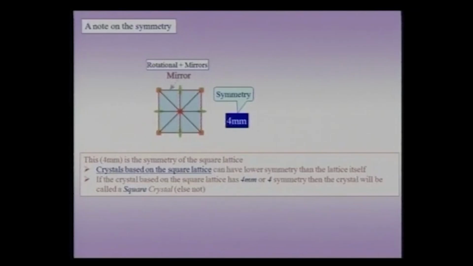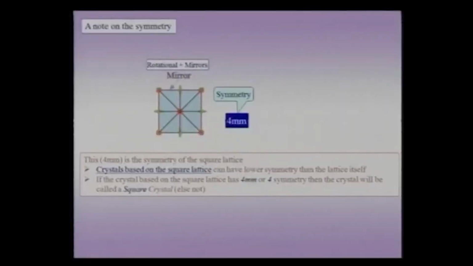So the underlying lattice has this 4mm symmetry, but the crystal based on this lattice can have a symmetry lower than that of the lattice. This is a very, very important point, so I will repeat the sentence. Crystals based, for instance in this example, on the square lattice can have a symmetry which is lower than the symmetry of the lattice. For instance, I could place a motif on the lattice such that the crystal has either a 4mm symmetry or a symmetry which is just fourfold. Then the crystal which I generate, I will call a square crystal, otherwise I will not call it a square crystal. We will of course return to this point in detail later.